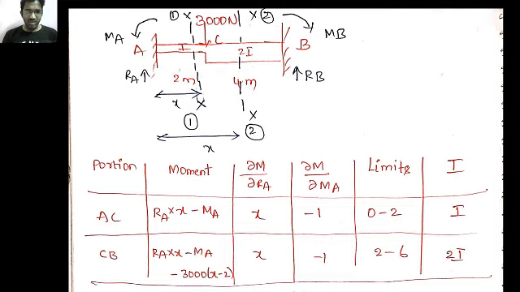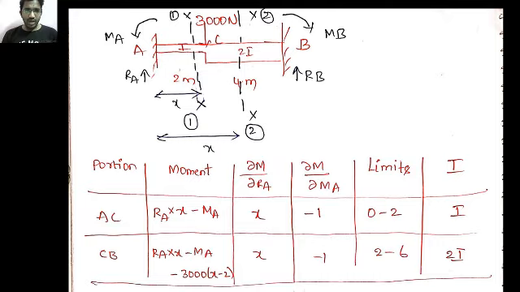Along with RA into x, that is force into perpendicular distance, the fixed moment is also there. I am taking it as anti-clockwise at point A, that is MA. So finally RA into x minus MA. Here RA into x is clockwise and the moment is minus, so that's why I have written RA into x minus MA.